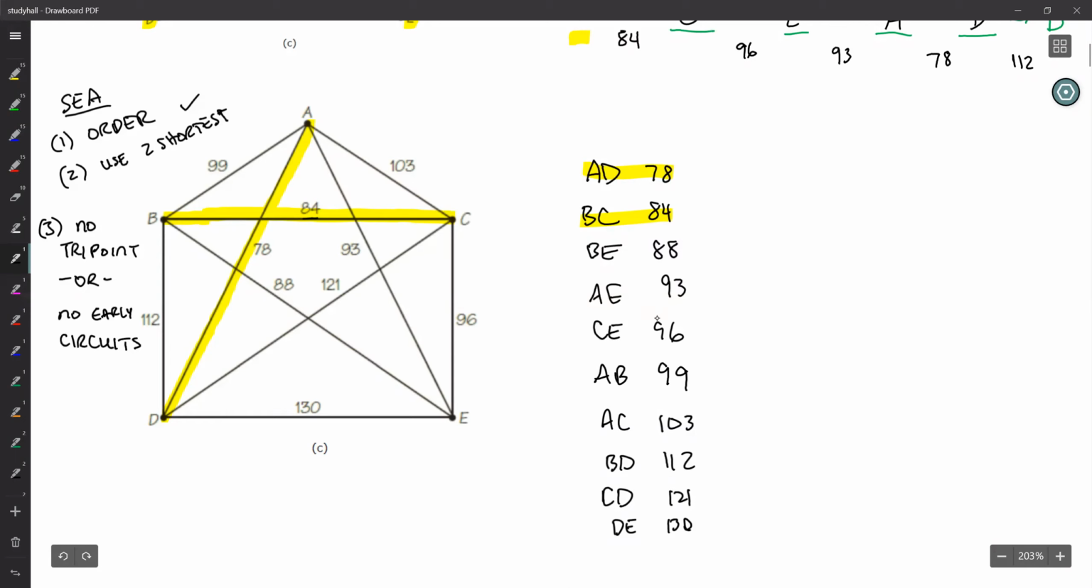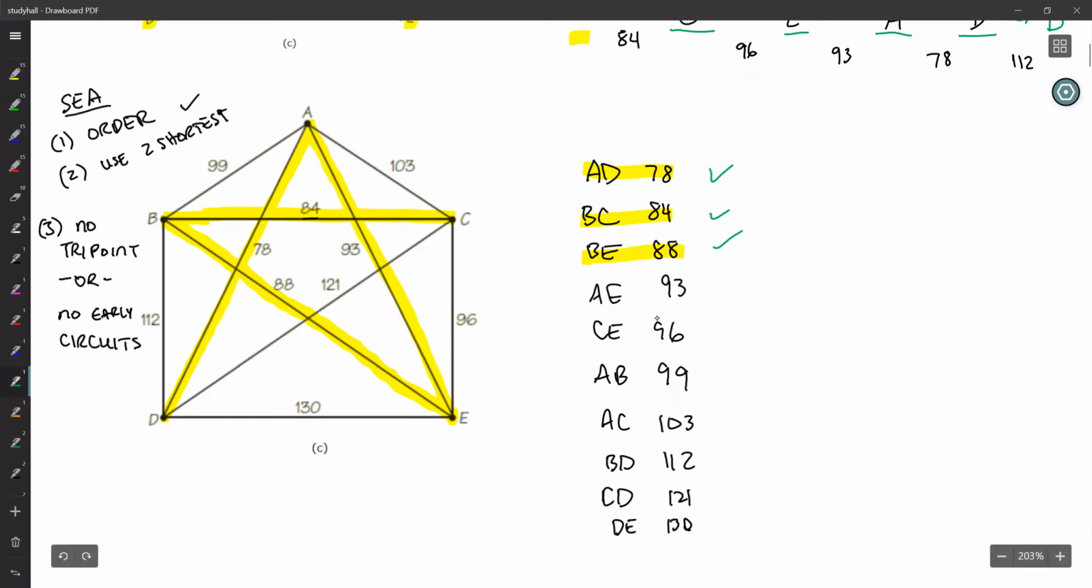right? So if I were to try to put BE, BE would be okay, right? If I were to do this, there are no tripoints, there's no early circuits. So those first 3 are okay. Right, the next one is AE, which again is also okay. There's no early circuits.